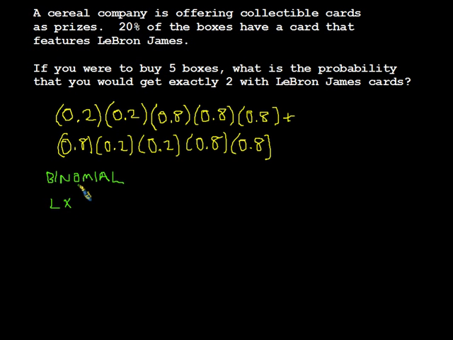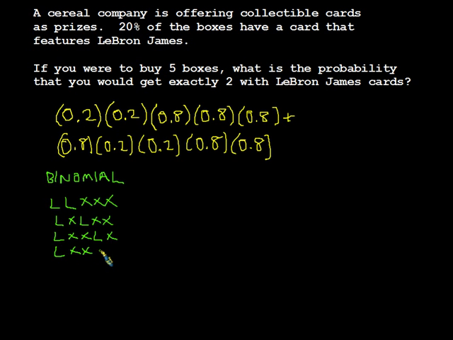In this case, we want 2 LeBrons. So we could say we get a LeBron and a LeBron, and then something else and something else and something else. And then we could keep rearranging this. We could say, well, we get a LeBron and then not a LeBron, and then a LeBron and then a couple more that are not. We could also get a situation like this. And we could just continue to write these out until we've written out all possibilities.